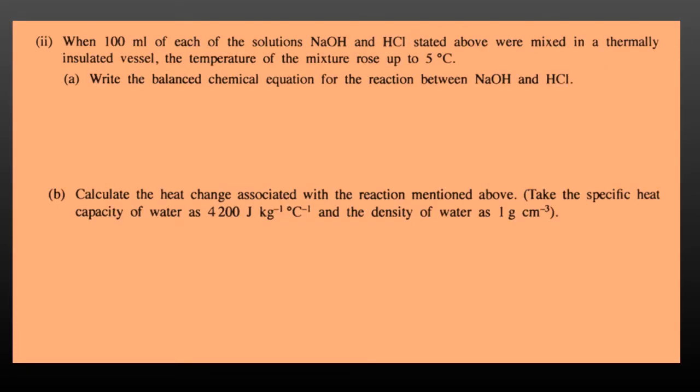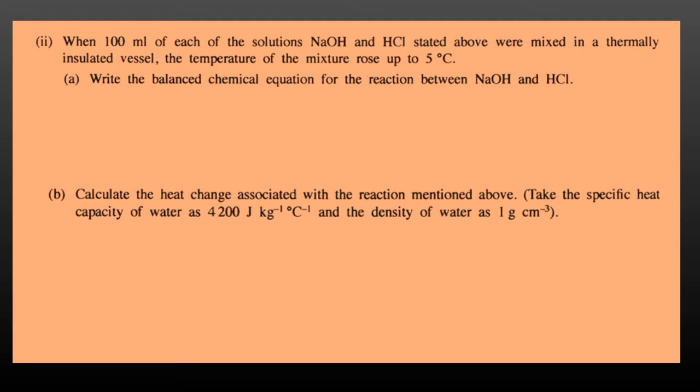Now do the part 2. When 100 ml of each of the solutions, sodium hydroxide and hydrochloric acid stated above, were mixed in a thermally insulated vessel, the temperature of the mixture rose up to 5 degrees Celsius. Part A. Write the balanced chemical equation for the reaction between sodium hydroxide and hydrochloric acid.